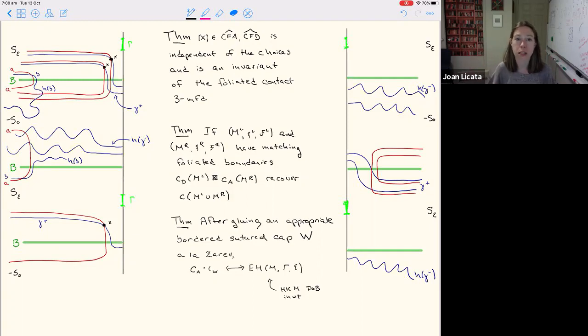There's a little bit of work because you end up in a sutured invariant, then you make the change from sutured manifold to a multi-base point one. So there's a few steps here, which is why I use the word recover, but you can get back the original Heegaard Floer invariant. And then finally, if we glue an appropriate cap in the sense of Zarov, then we can recover the partial open book contact invariant due to HKM.